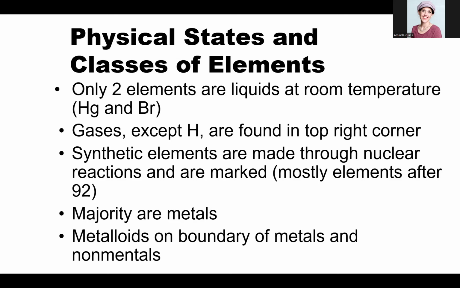The metalloids are on the boundary of metals and nonmetals. So they have some properties of metals and some properties of nonmetals, and they are what are used as semiconductors. Semiconductors are what we use in our electronics, and they're the reason why they're able to have some heat with them, because the first computers had to be kept at a very strict temperature.